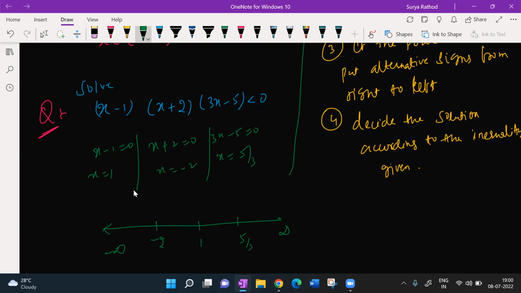What I told you was to make sure whether the powers are odd or not. Check: all the terms' powers are odd and all the coefficients of x are positive. So if all the powers are odd and all the coefficients of x are positive, I put plus, minus, plus, minus. I need the less than 0 region, which means I need the negative region.